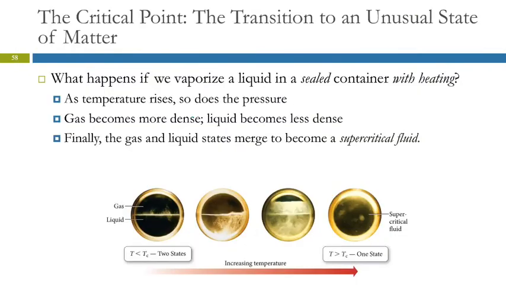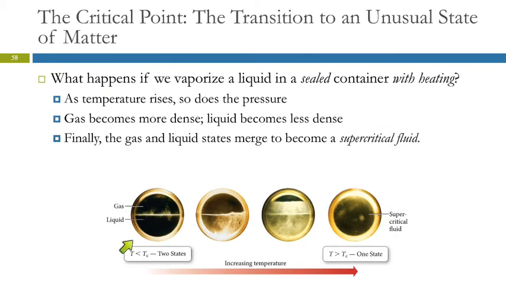So what if you take a liquid and you vaporize it, you heat it up in a sealed container. And you just keep heating and keep heating. As the temperature rises, the vapor pressure rises. And as the vapor pressure continues to increase, the gas becomes more dense. And eventually, the gas becomes more dense, the liquid becomes less dense, and at a specific temperature called the critical temperature, the two states actually merge into one.